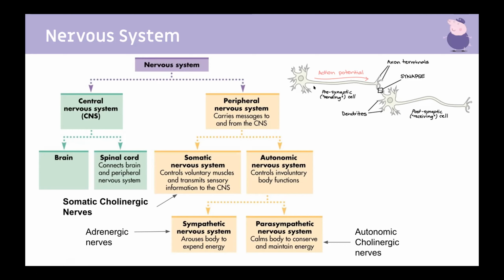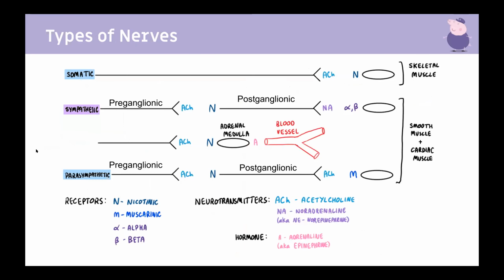Also, just remember that the point at which the axon terminal of a neuron joins or communicates with another neuron is the synapse. It's also known as a ganglion. We can call this the presynaptic neuron and this the postsynaptic neuron, or we can call it the preganglionic neuron and the postganglionic neuron. So this is a very quick summary of the types of nerves that we have.